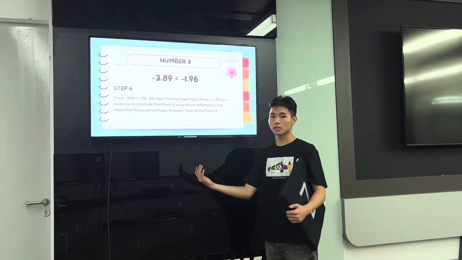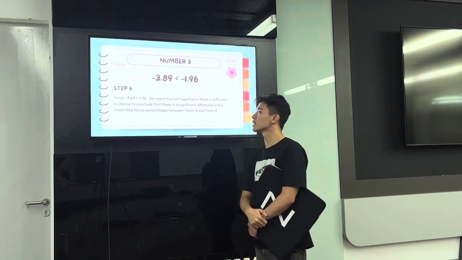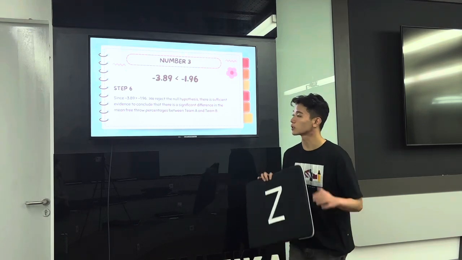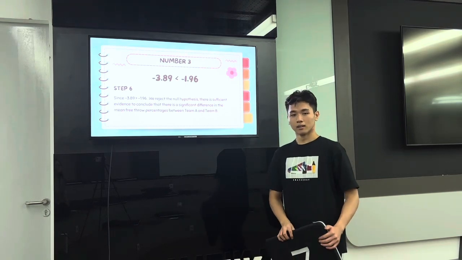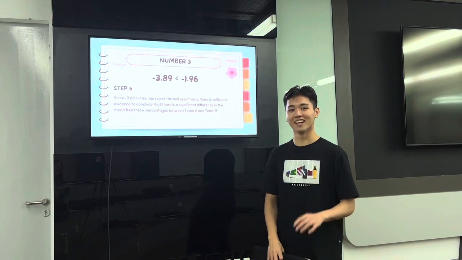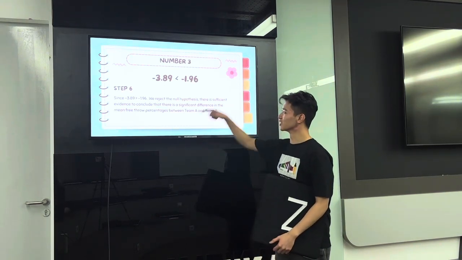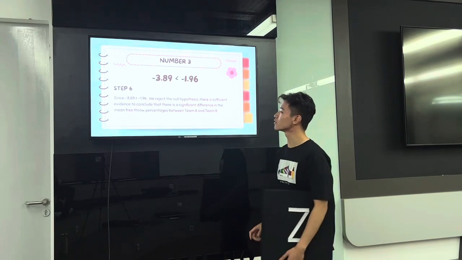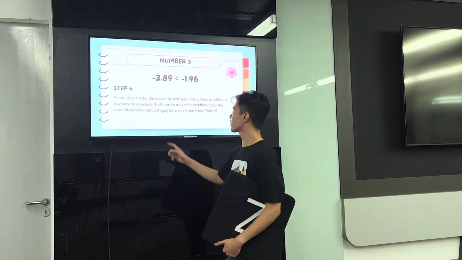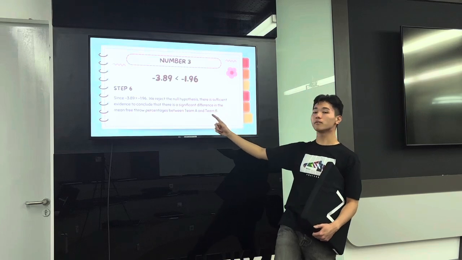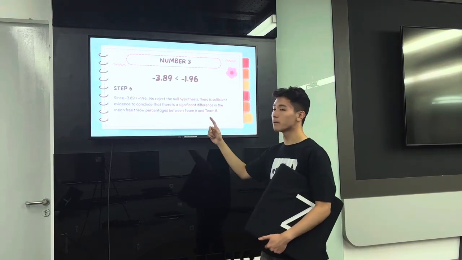So, just conclude the whole thing. Since negative 3.89 is smaller than negative 1.96, we are going to reject the null hypothesis. There is sufficient evidence to conclude that there is a significant difference in the mean free throw percentage between Team A and Team B.